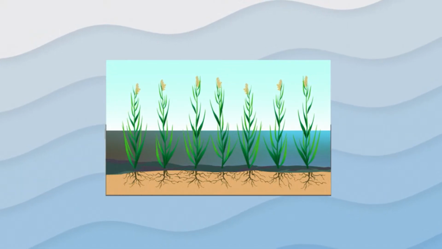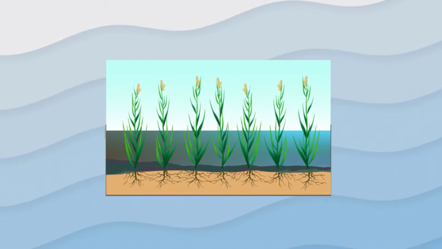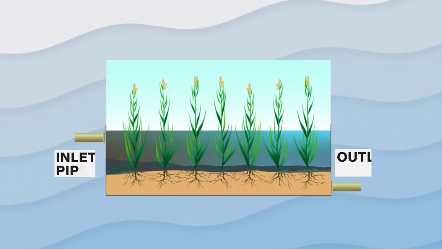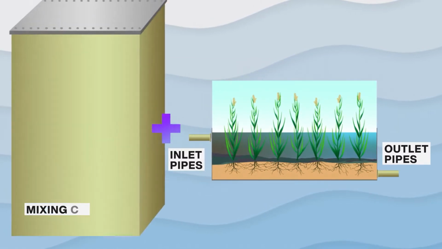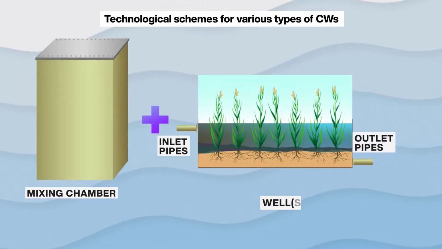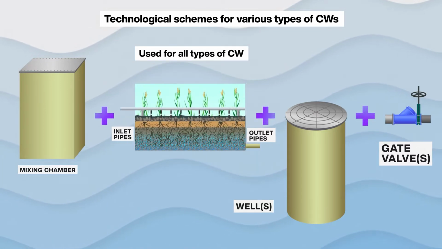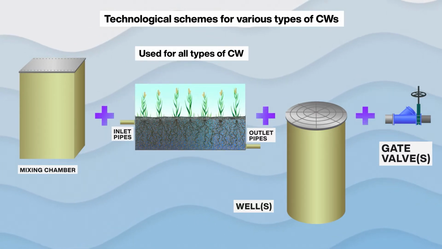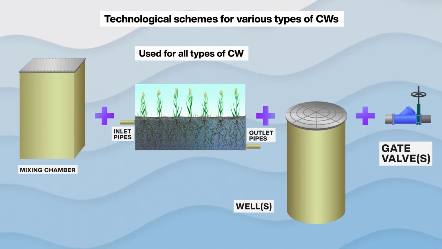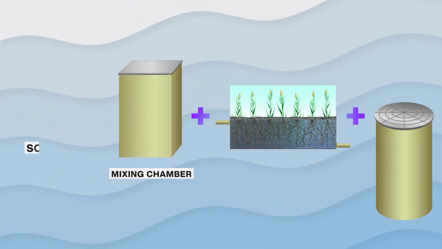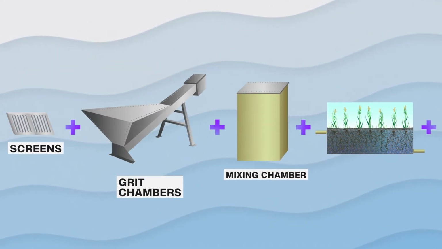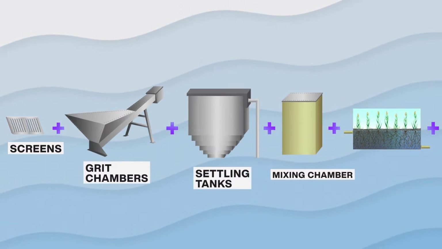Engineers must also calculate the hydraulics, which include the placement of inlet and outlet pipes, the mixing chambers, the installation of monitoring wells, gate valves and dams. Besides that, engineers construct a system of preliminary treatment, which includes screens, grid chambers and settling tanks.